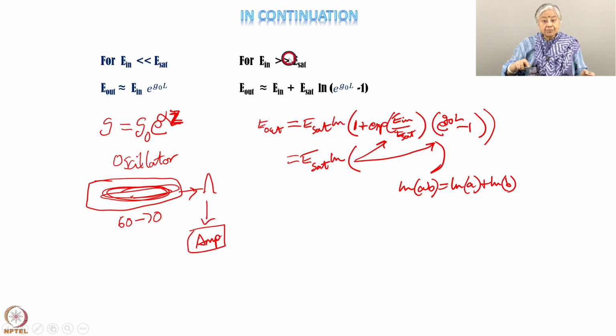So, in case of E in much greater than E sat, this is the value. Just have a look at this equation. E out is E in plus this part. The second part is not very large, it is just some additive value. For some part of the pulse as it goes into the amplifying medium, you will get some additional energy which is added to this input E in, but as it goes through, this becomes smaller and smaller, and then E out becomes equal to E in.